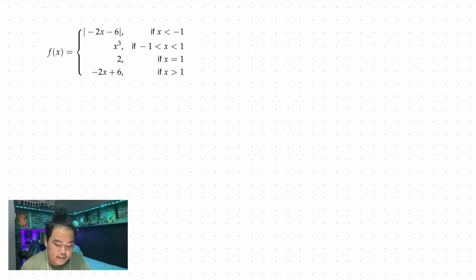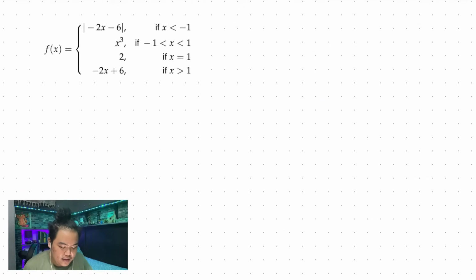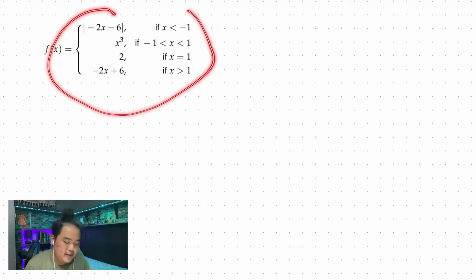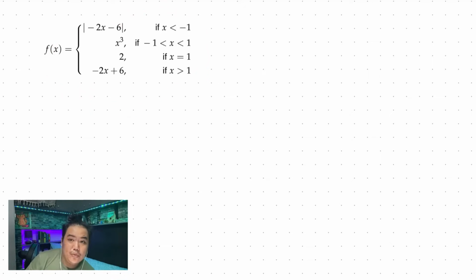So, gawa naman tayo ng medyo mas complicated. So, eto naman. Okay? So, titignan nyo yan per row para hindi kayo mahirapan. So, dito sa first row, ito yung igagraph mo when x is less than negative 1. You sketch x cube if x is between negative 1 to 1. You sketch y equal to 2 when x is equal to 1. You sketch y equal to negative 2x plus 6 if x is greater than 1.